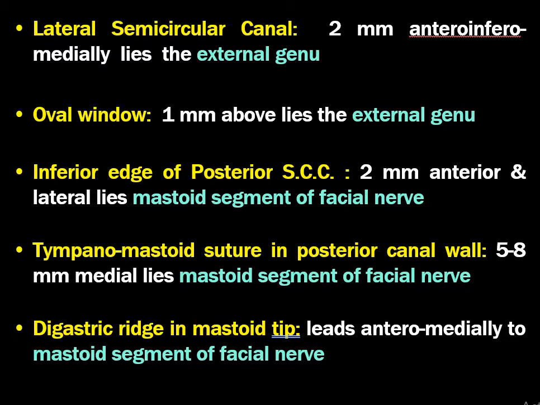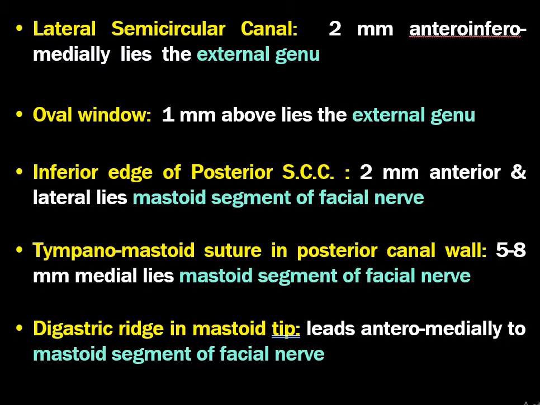Oval window is also an important landmark. External genu of the facial nerve lies around 1 mm above the oval window. Therefore, if you find the oval window, you will find the location of facial nerve, which is very important during either stapes surgery or during mastoid surgery.